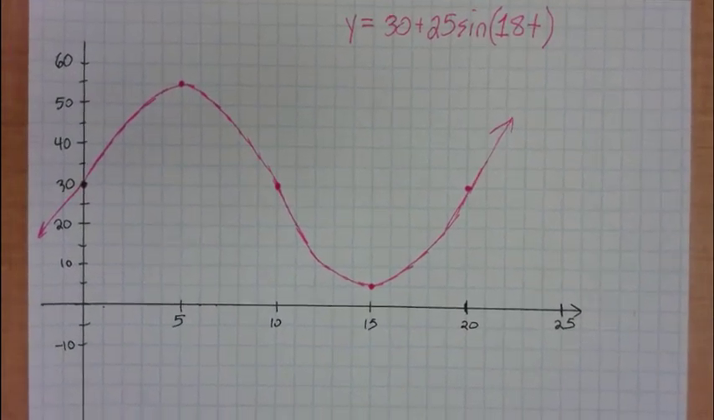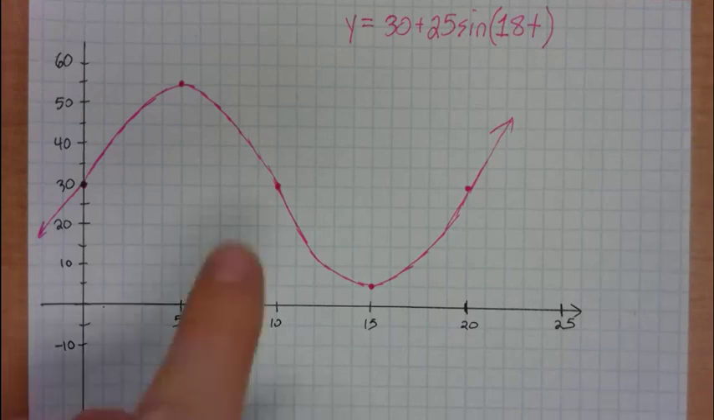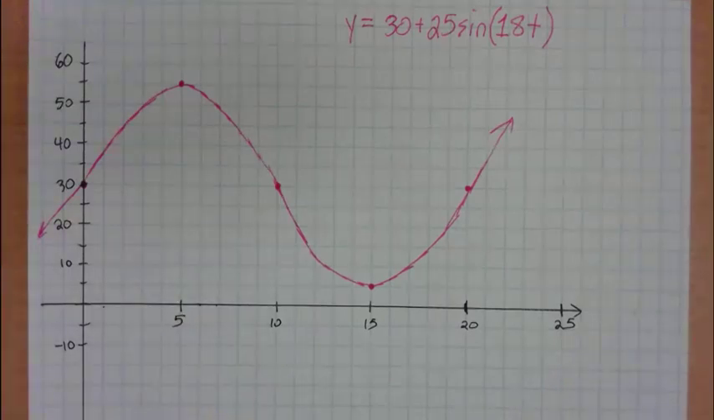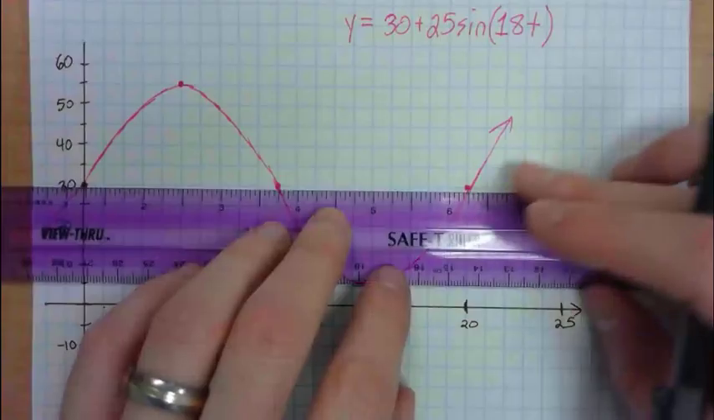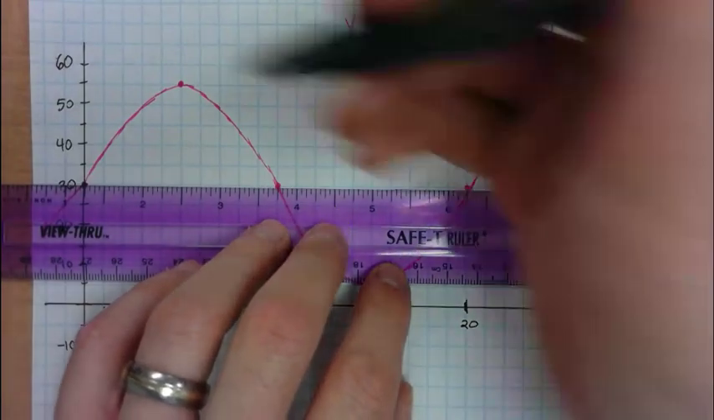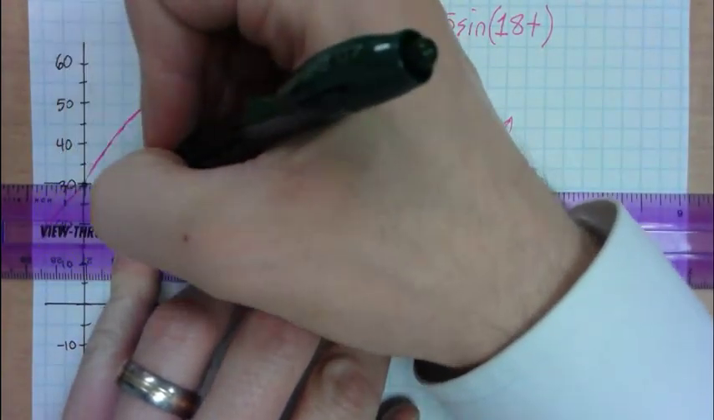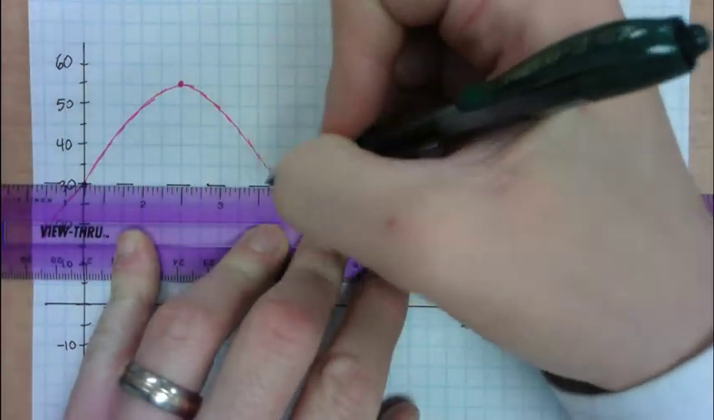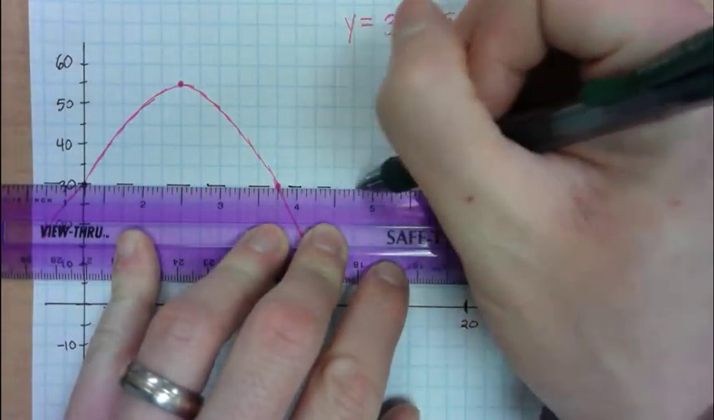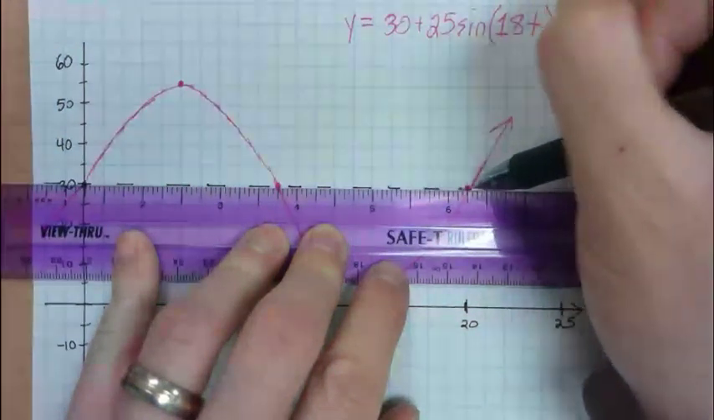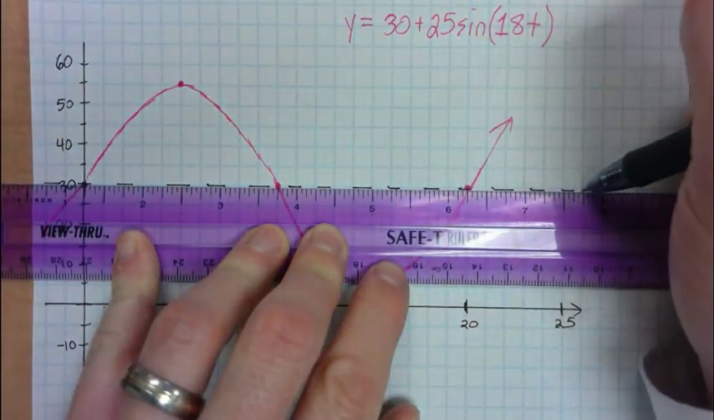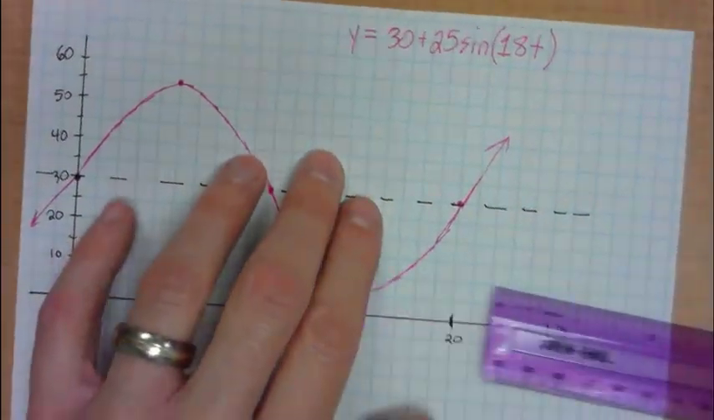So some important vocab words. The 30 represents what is called the midline. And as the name suggests, it is the middle line of a sine function. You can see we could draw in a green dotted line straight through the middle of this sine wave. You could refer to it as a wave if you like. So that is the midline.